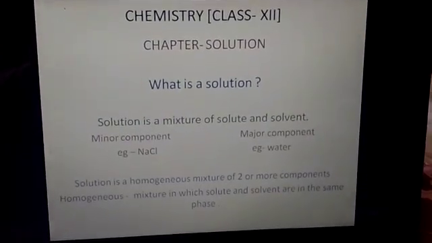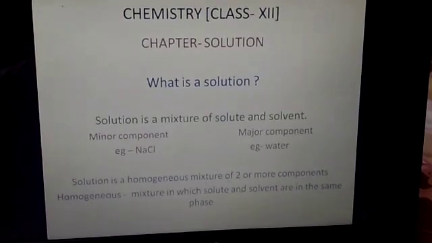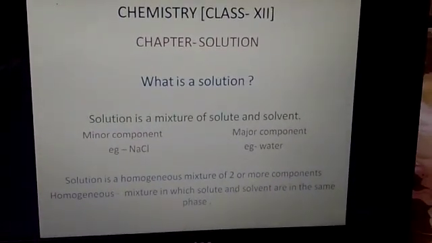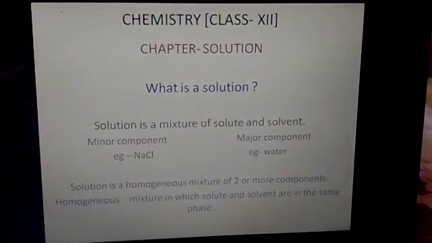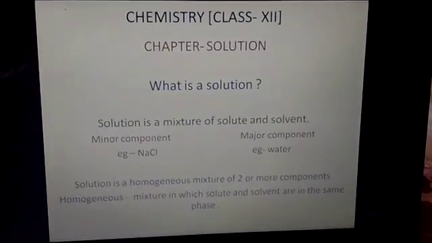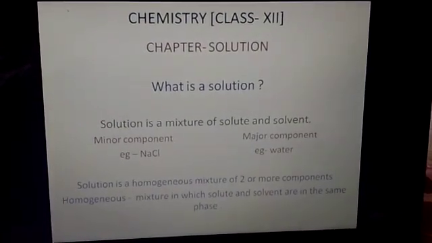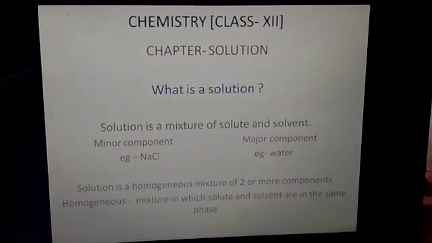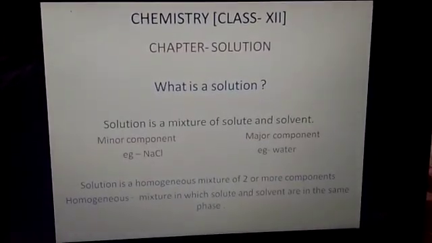Now, a solution is a homogeneous mixture of two or more chemically non-reacting substances whose composition can be varied within certain limits. If your solution is made up of two components, one solute and the other solvent, then the solution is known as a binary solution. Solvent is that component of the solution which is present in the larger amount by mass, and the other component, which is present in the minor amount, is known as the solute.